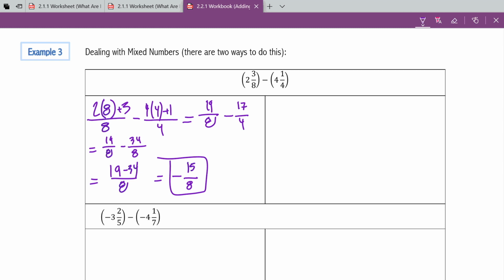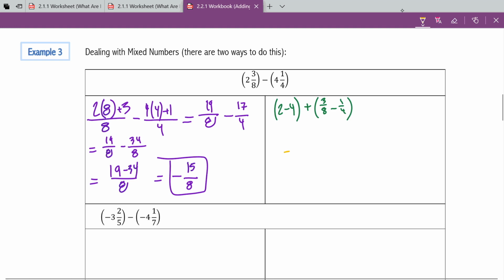So that's one way to deal with this problem, but I want you to know that there is another. What if we take the leading integers and subtract them, and then add to that the subtraction operation of the fraction? What do I mean by that? Well, 2 3/8 minus 4 1/4 is really the same as 2 minus 4, the leading coefficients in front of the fractions, and then on top of that, adding 3/8 minus 1/4.